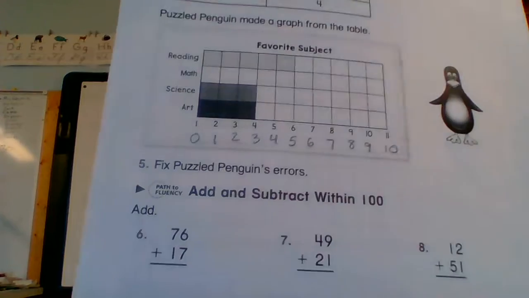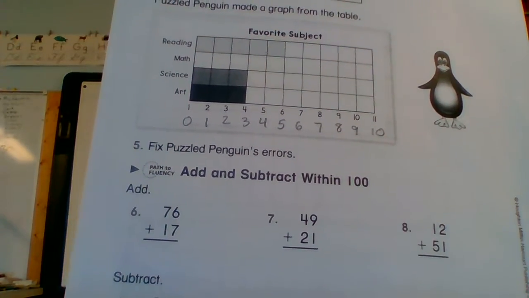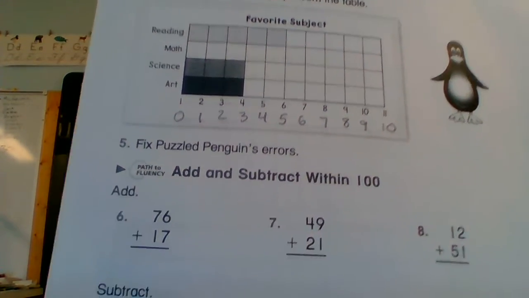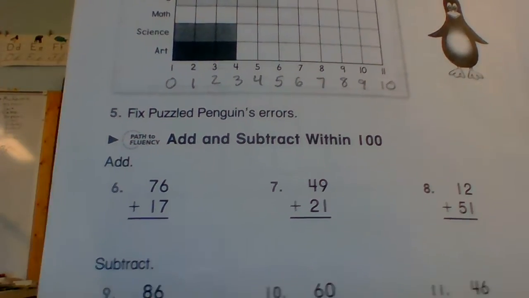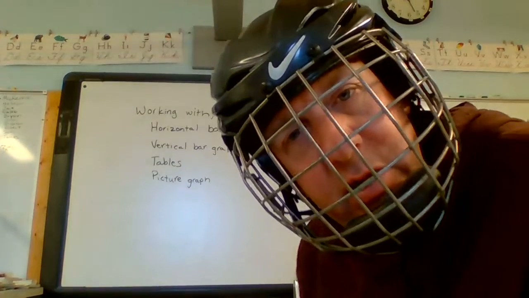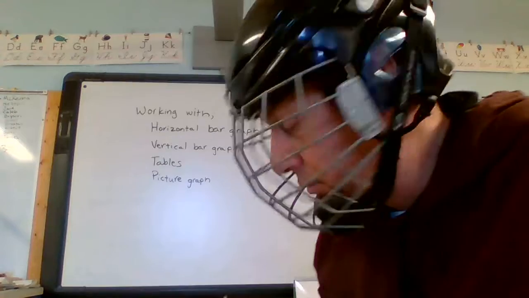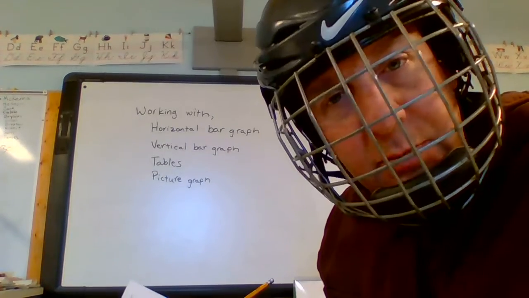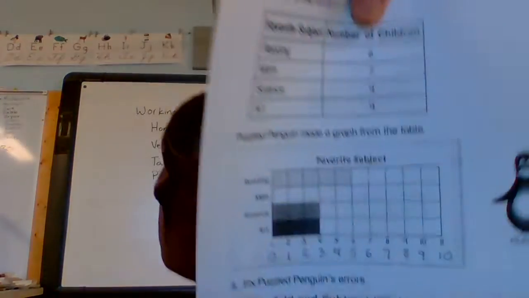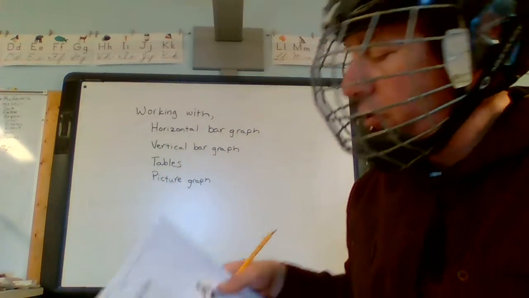I took some time to show you that. 0, you see what I did in pencil? We do have to have a 0 in there just in case somebody had a subject and nobody chose it. Just in case nobody picked one. So first you need to change your graph. We need to fix Puzzle Penguin's error.